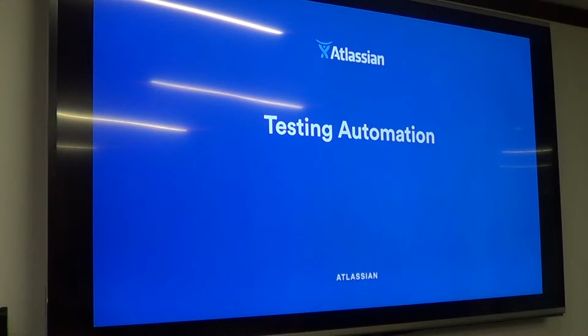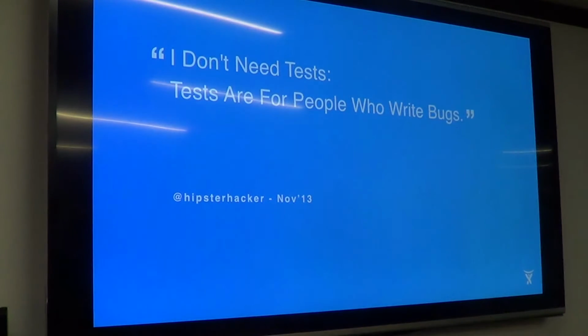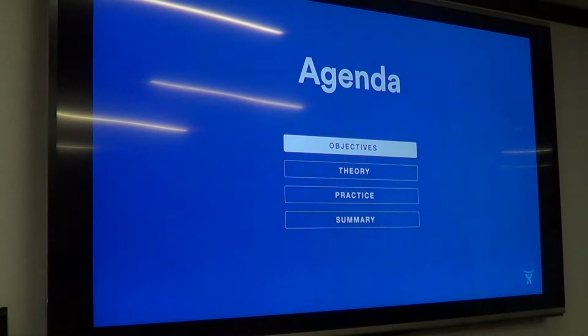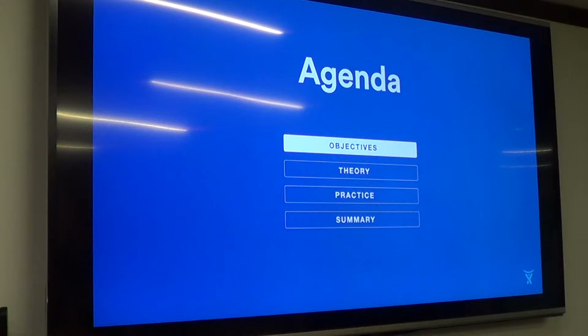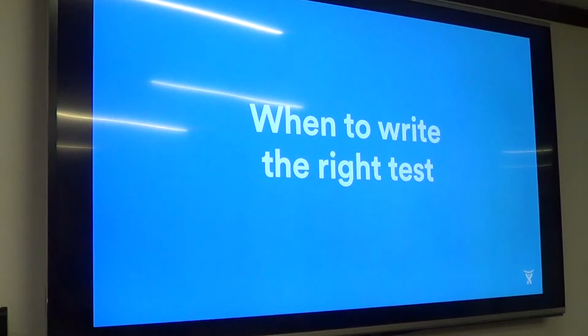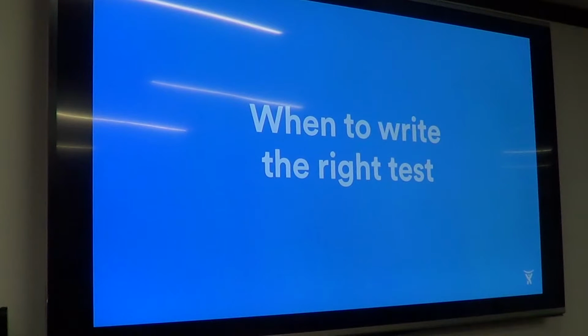the common set of slides about the different kinds of tests we think we should be writing for our products. This is just the quotes. By the way, I didn't put together those slides, so don't blame me for them. This is an introductory quote to just get you excited about writing tests. And this is the agenda for this first part, which has no practice. I'm just going to go through a bit of theory. The objective is when to write the right test, basically.